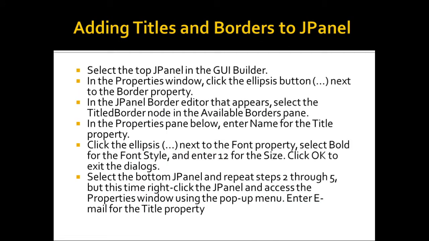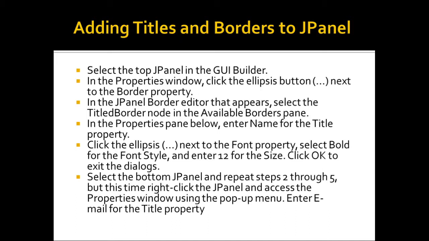Adding titles and borders to JPanel. Select the top JPanel in the GUI Builder, and in the Properties window, click the ellipsis button next to the Border property. In the JPanel Border editor that appears, select the title Border node in the Available Borders pane. In the Properties pane below, enter name for the title property. Click the ellipsis next to the font property, select bold for the font style, and then enter 12 for the size, then click OK to exit the dialogs. Select the bottom JPanel, repeat steps 2 through 5, but this time right-click the JPanel and access the properties window using the pop-up menu. Enter email for the title property.